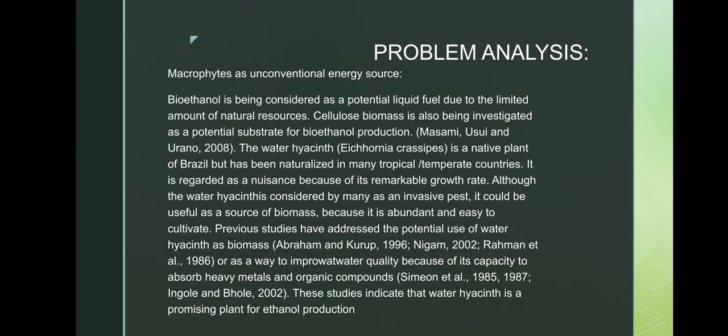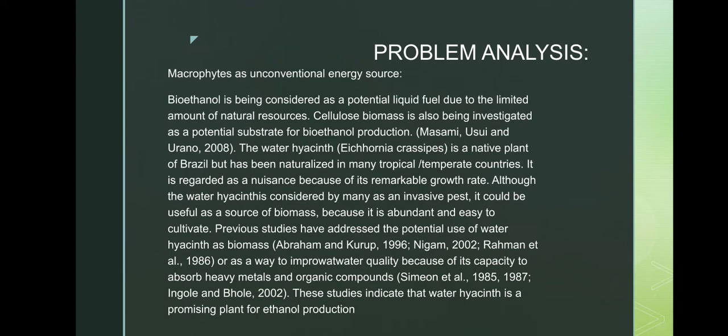Problem analysis. Macrophytes as an unconventional energy source. Bioethanol is being considered as a potential liquid fuel due to the limited amount of natural resources. Cellulose biomass is also being investigated as a potential substrate for bioethanol production. The water hyacinth is a native plant of Brazil but has naturalized in many tropical and temperate countries. It is regarded as a nuisance because of its remarkable growth rate.